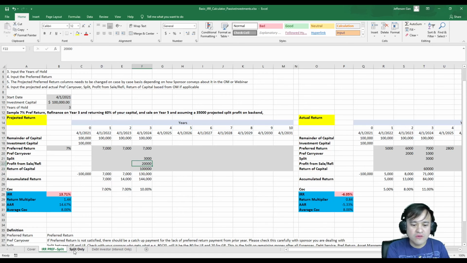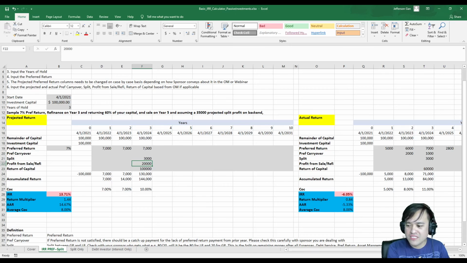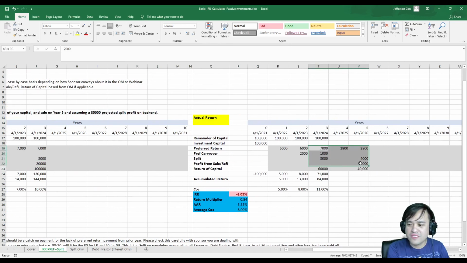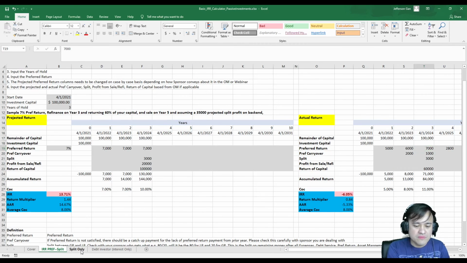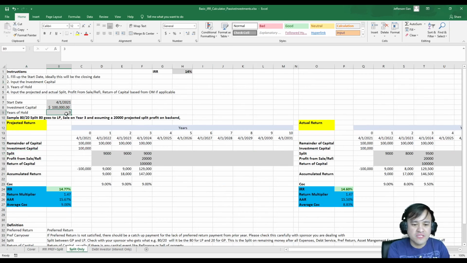So let's go through how you change the split. On the right side, you just need to change it accordingly. Just remove all these others. Let's say if you're only on year 3, then just change it. Then for the split only, it's a similar thing. Let's say it's a split only for year 5. You just need to populate, based on the OM, the projected year 1 to 5.